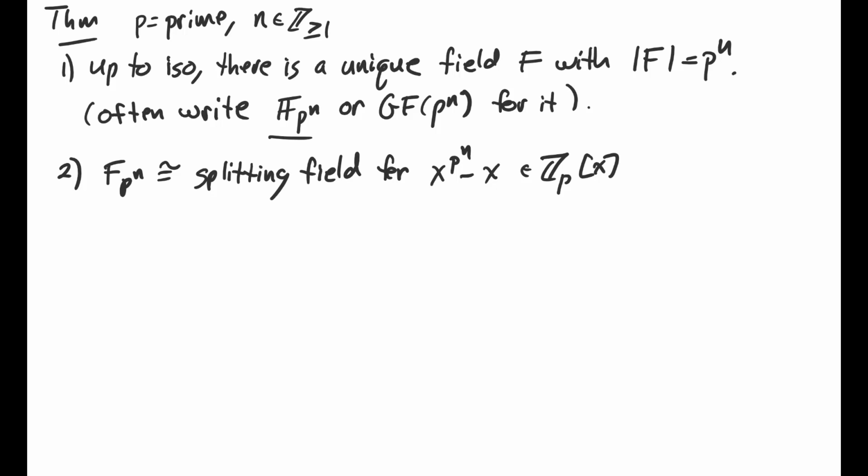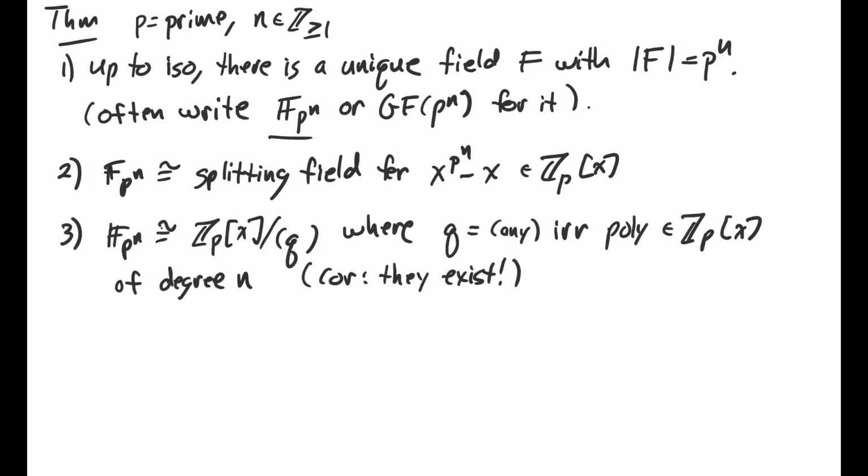Part 2 identifies the first way of how to construct a field like this. It says all you have to do is start with this polynomial x to the p to the n minus x. So that's a polynomial in Z_p[x]. Grab its splitting field, which we know exists from a previous section, and that is the field of p to the n elements. This construction is very useful for most of the theoretical things we'll do, though it's not as helpful if you actually want to work in the field. All right, part 3 gives an alternate construction useful for actual calculation.